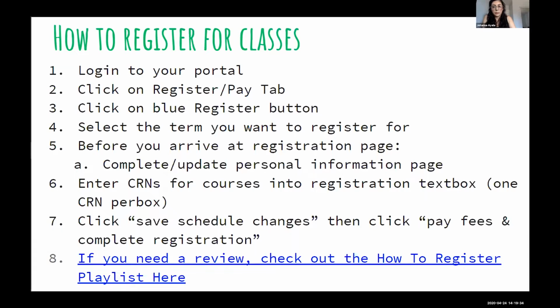Before arriving at the registration page, there's probably going to be an area where it asks you to complete and update personal information, so make sure you do that. Afterwards, you're able to actually register for the classes, which is entering the CRNs, so make sure you have those jotted down. Next, you'll click Save Schedule Changes, and then click Pay Fees and Complete Registration. Once again, if you have trouble with this, there is a link, the blue number 8. If you need a review, go ahead and press that. It'll help guide you if you need the additional support.